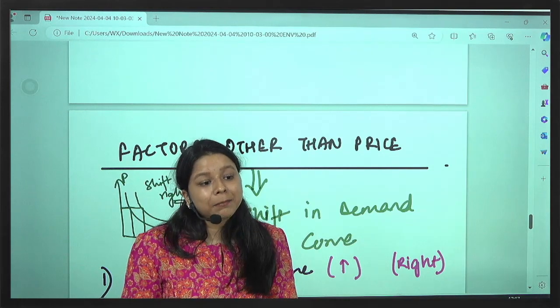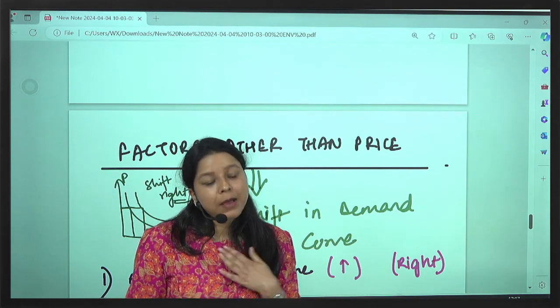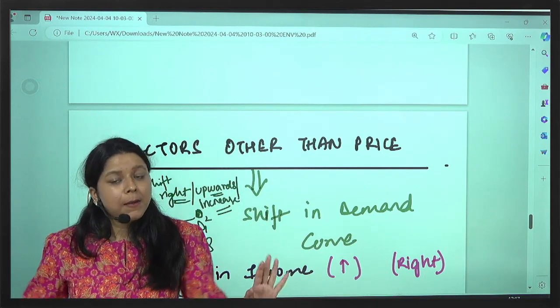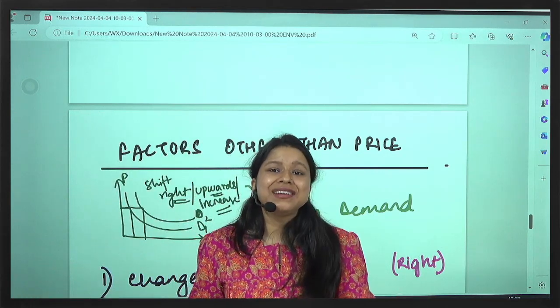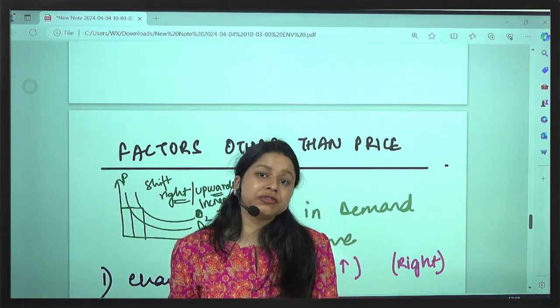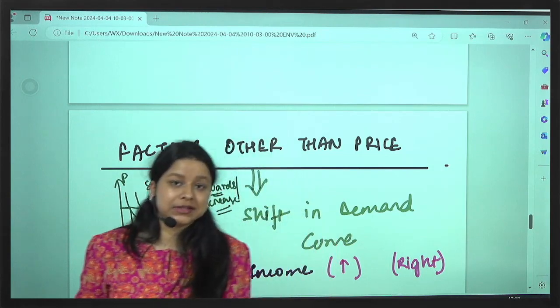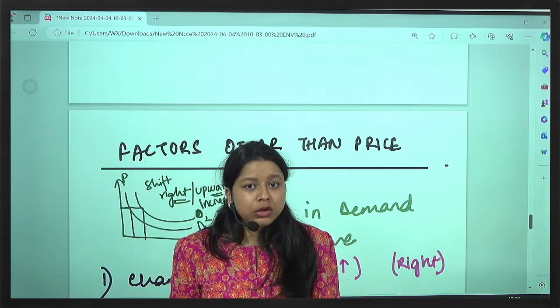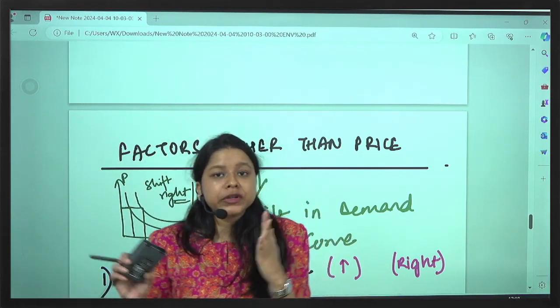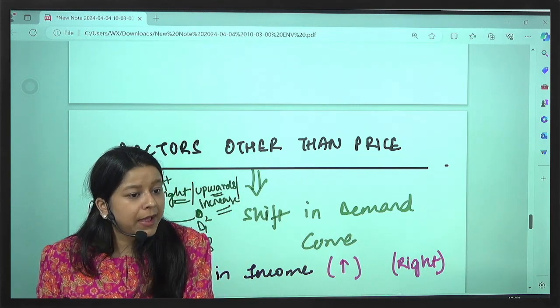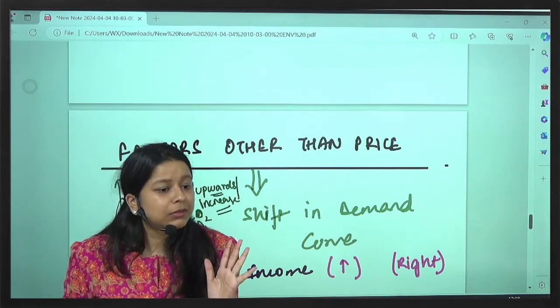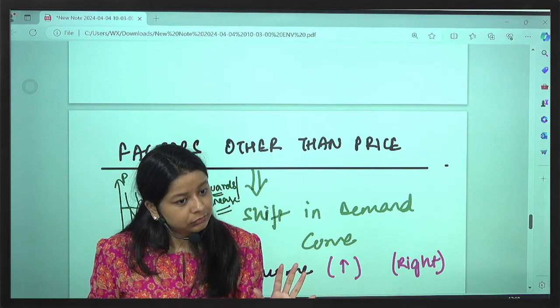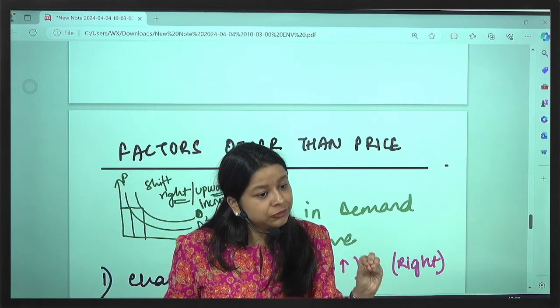Can I say my tastes and preferences? My income is 50,000, price is same. My taste and preferences have shifted from mangoes to papayas. I don't like mangoes anymore, it gives me a lot of pimples. I'm moving towards a healthy alternative, papaya, which makes my skin bright. So my taste and preferences are shifting.